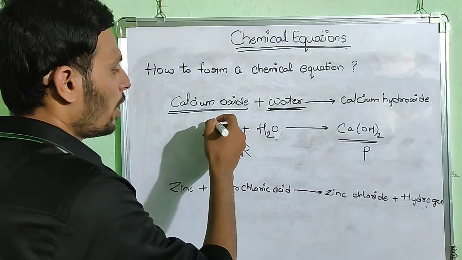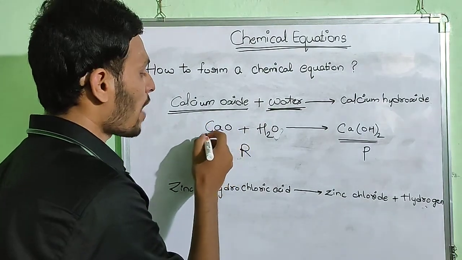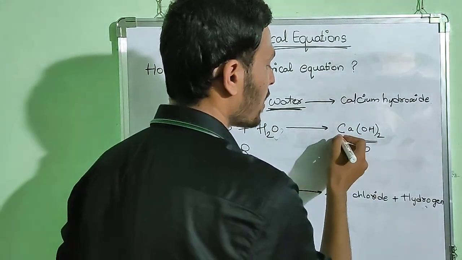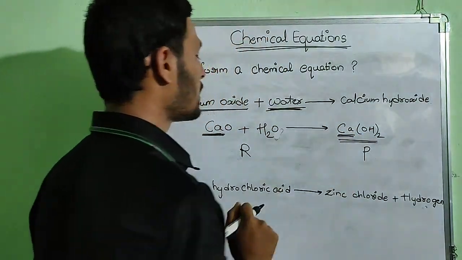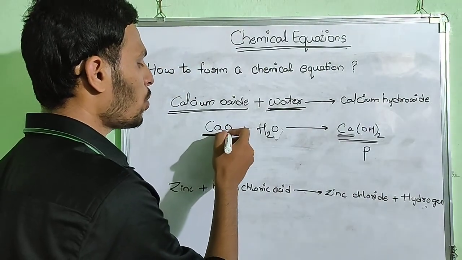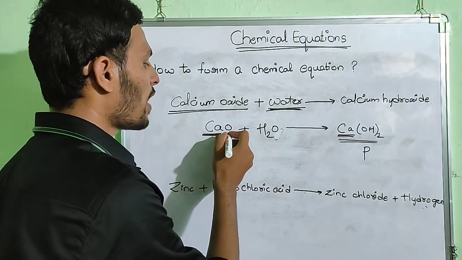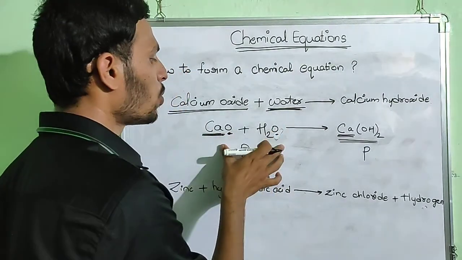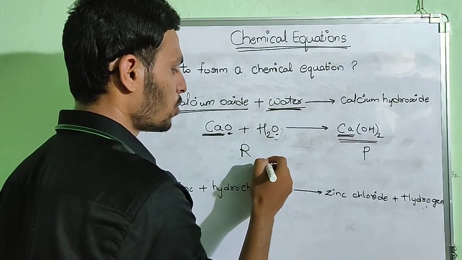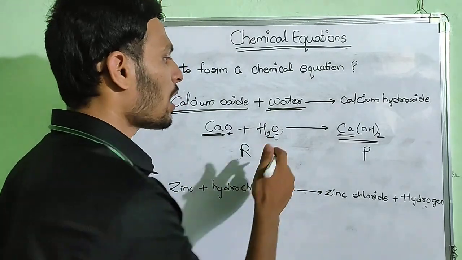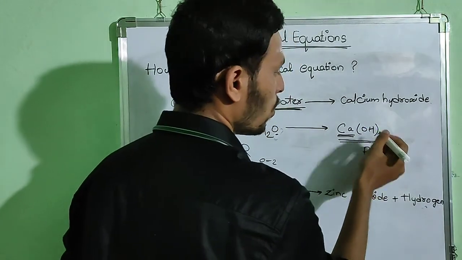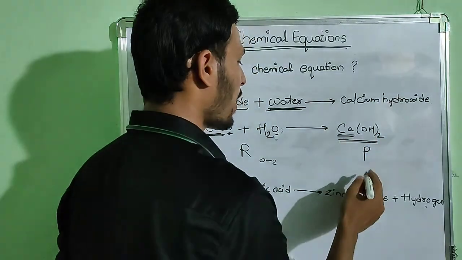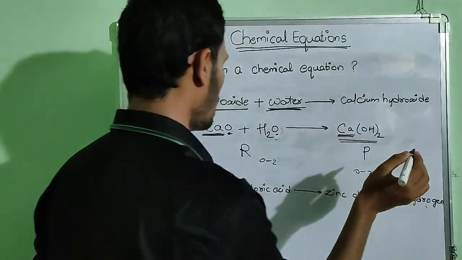On the reactant side we have one atom of calcium, and on the right-hand side, the product side, we have one atom of calcium. Satisfied. Now go to oxygen. We have one atom of oxygen here and one atom of oxygen here, combined 2 oxygen atoms. Here we have 2, so it is satisfied that we have 2 oxygens here also.